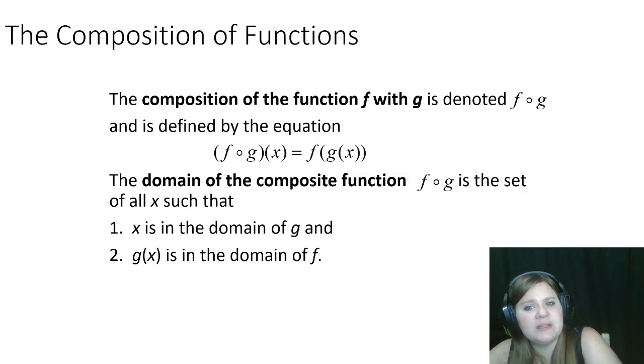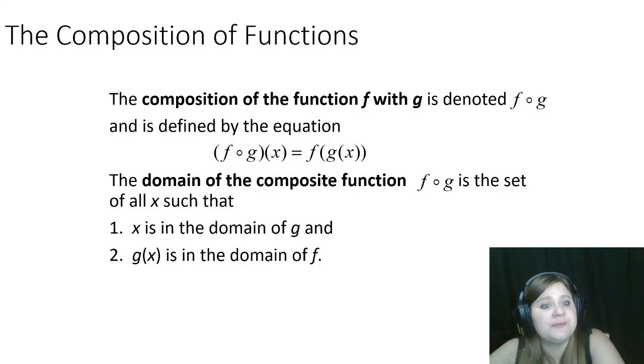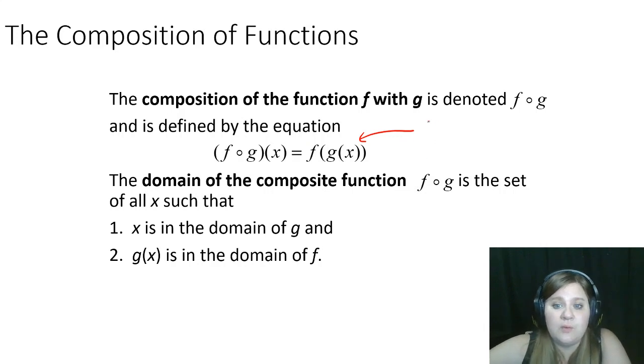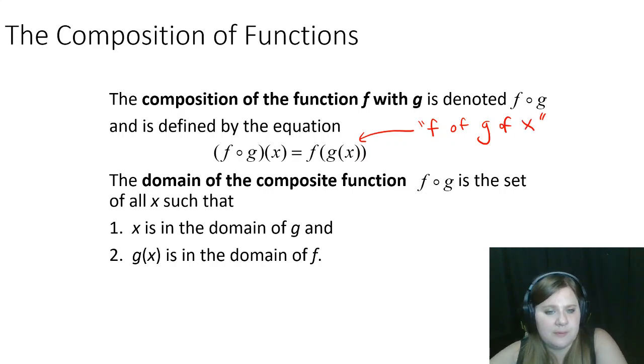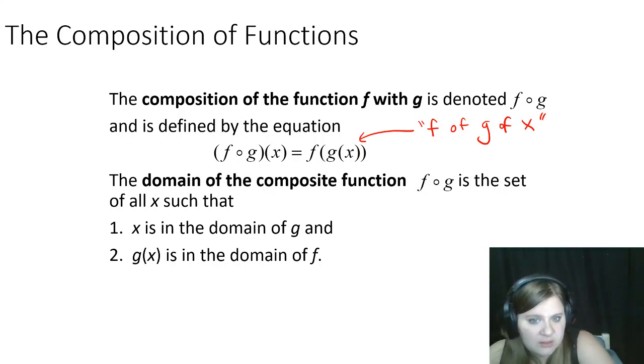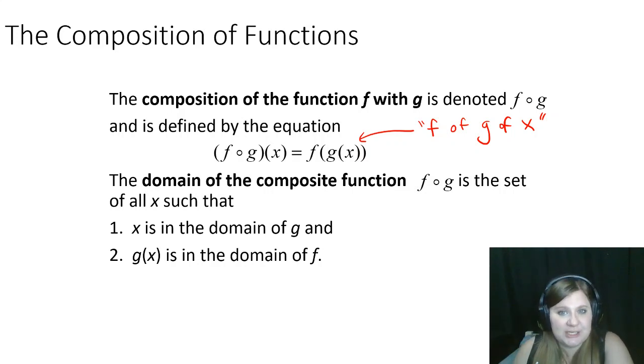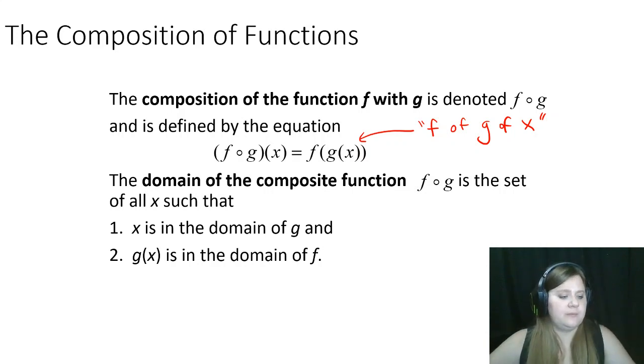So let's take a look at something a little different. We're going to talk about the composition of a function. So this here, either version of this, either on the left or the right, reads f of g of x. It doesn't read fog. It means that you're plugging x into g, and then you plug what you get from that into f.